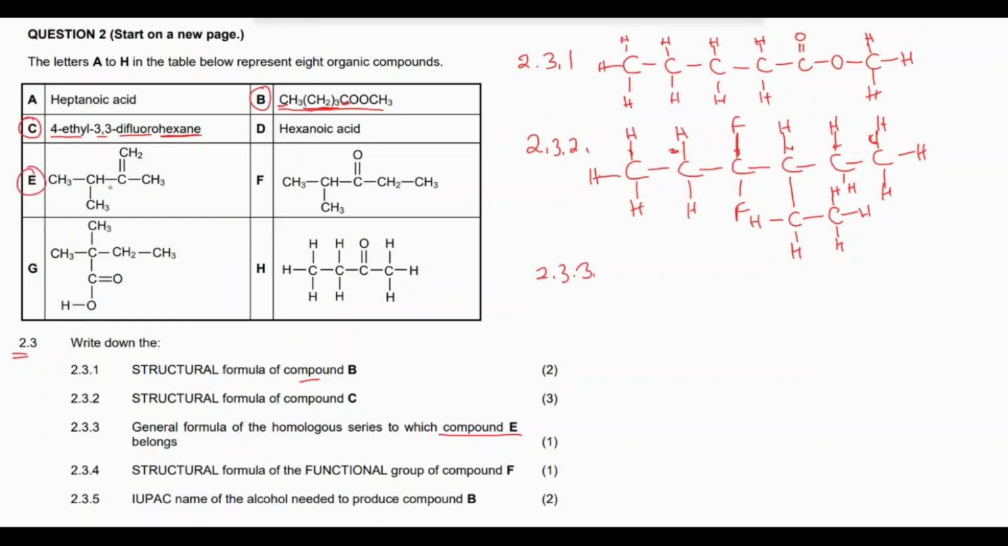Compound E, we say that is an alkene. So alkenes, what is the general formula of the alkenes? It will be CnH2n. Just remember this. You have to remember this. From alkanes to alkenes: alkanes will be CnH2n+2. Then for the alkenes, remove these two.